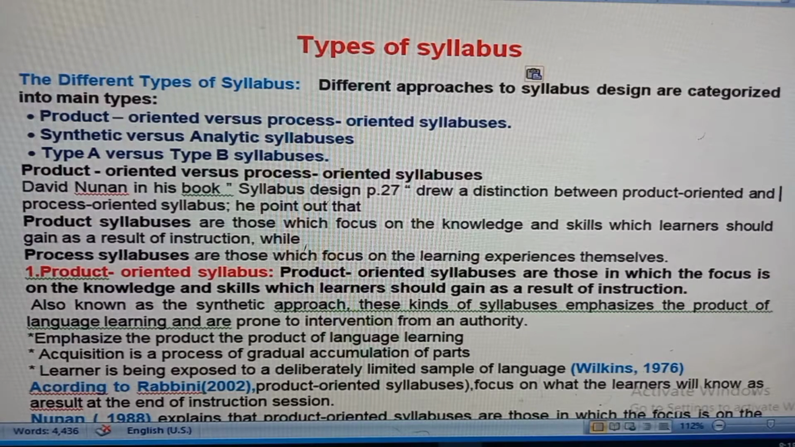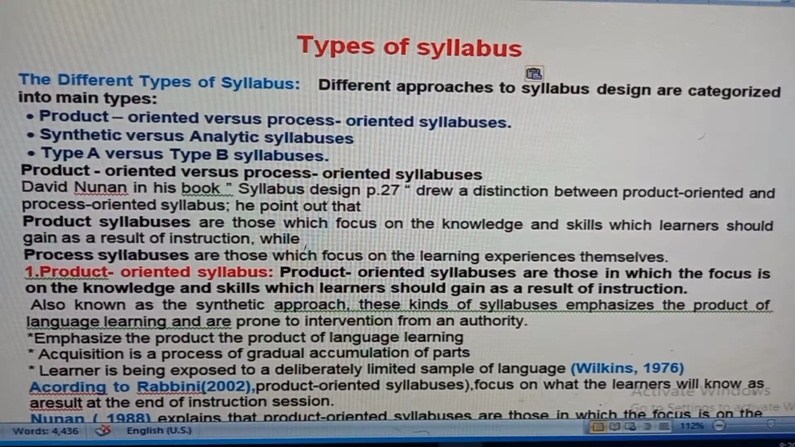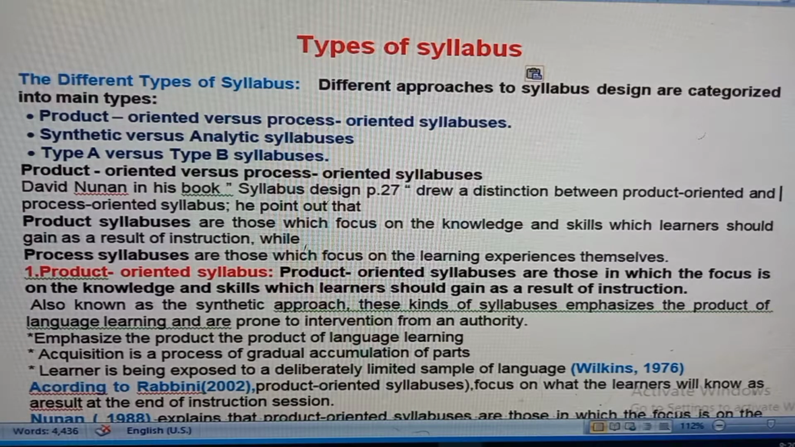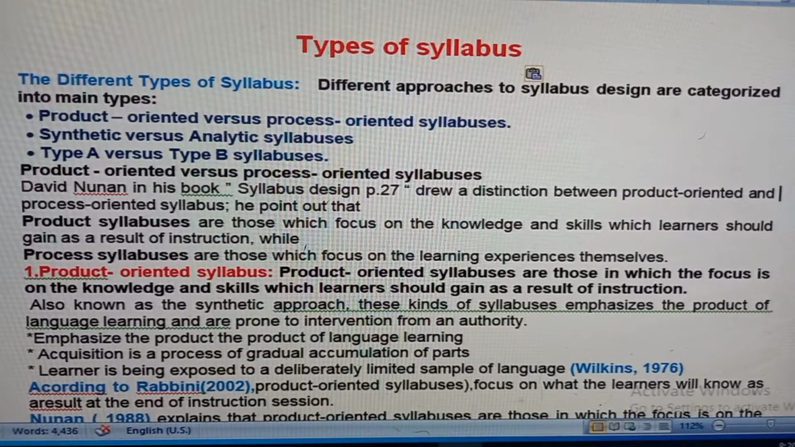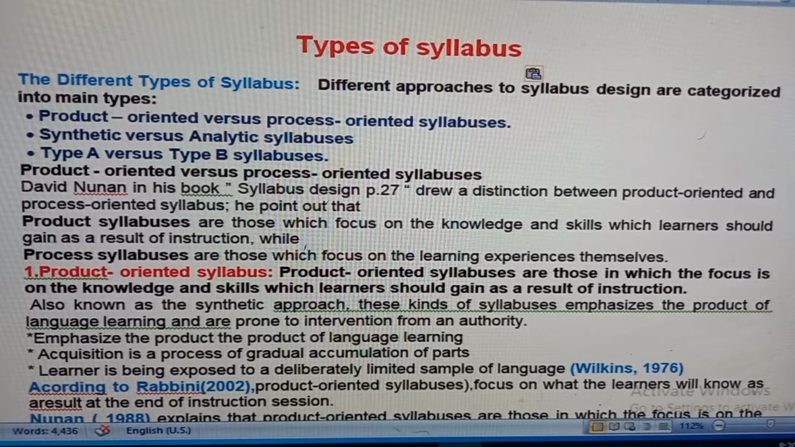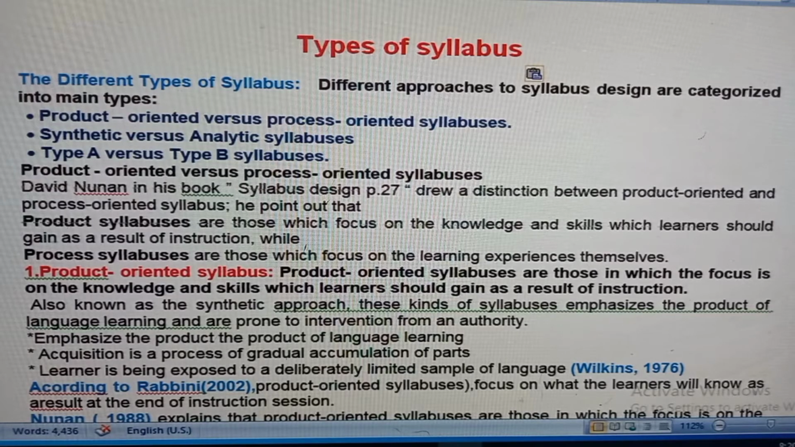syllabus. He pointed out that product-oriented syllabuses are those in which the focus is on the knowledge and skills which learners should gain as a result of instruction. Also known as the synthetic approach, these kinds of syllabuses emphasize the product of language learning and are prone to intervention from an authority.